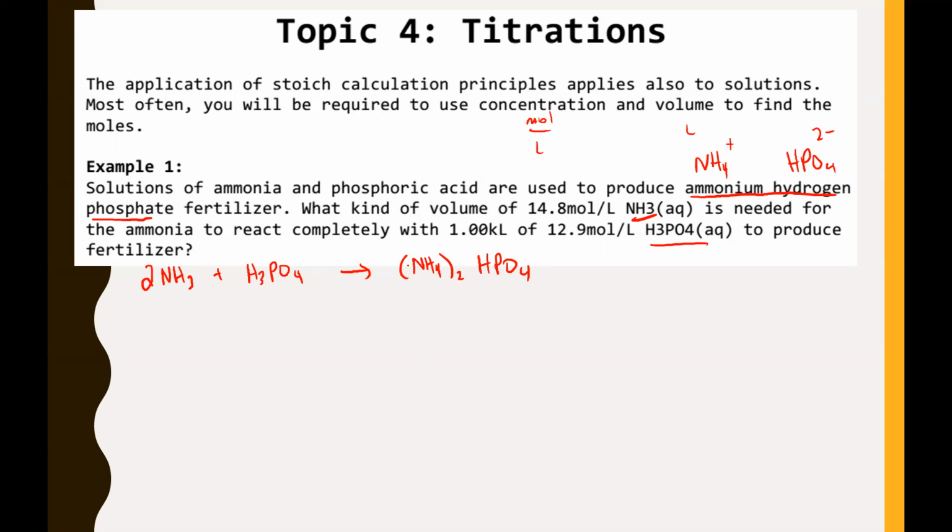We got 2 nitrogens here and 2 nitrogens here. Okay, so for now, those are balanced. We have 1 PO4 here, 1 PO4 here. Okay, great, now those are balanced.